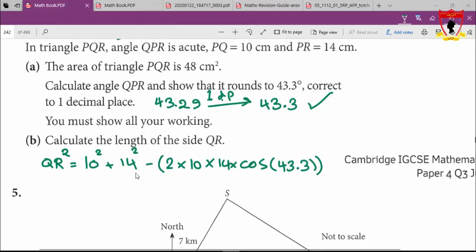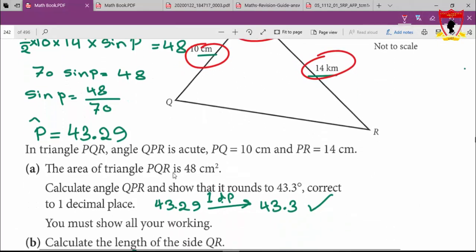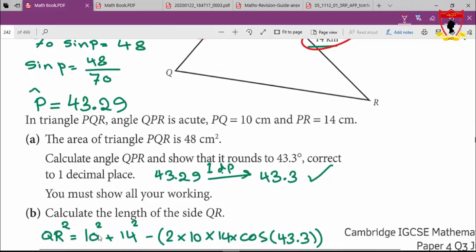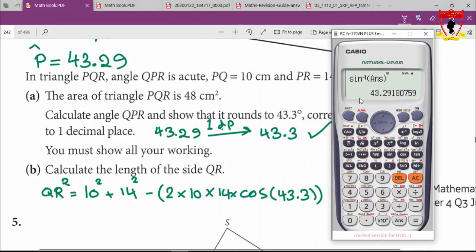When we know two sides in a triangle with the angle between them, we can use the cosine rule. And that's how it works. The missing side squared is equal to the other two sides squared, minus 2 times the other two sides times cosine of the angle between them. Now let's calculate this on a calculator: 10 squared plus 14 squared minus bracket 2 times 10 times 14 times cosine of 43.3.